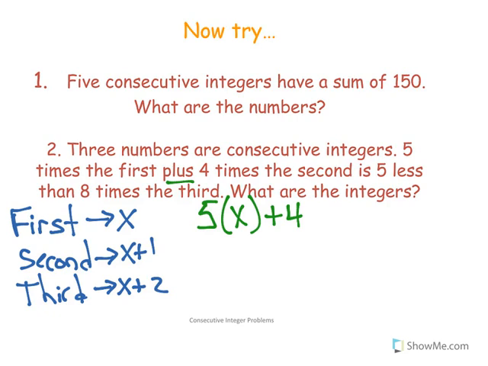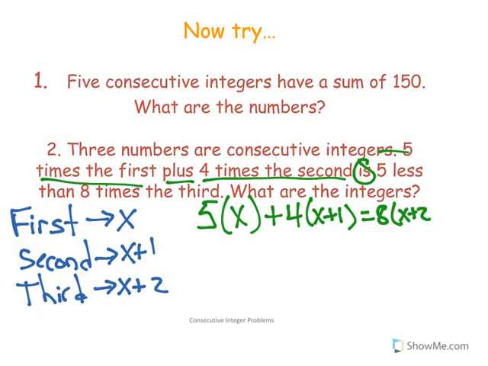So I've got 5 times x plus 4 times x plus 1, right? So 5 times the first, 5x, plus 4 times the second, 4 times x plus 1 is, now this is where it gets really tricky, 5 less than 8 times the third. So I have to take 8 times the third, and 5 less than that means the minus 5 goes at the end. I don't know how many of us did that. That's why I said this one was very tricky. So I multiply 5 by x. I distribute the 4.